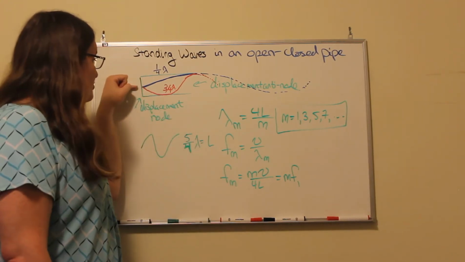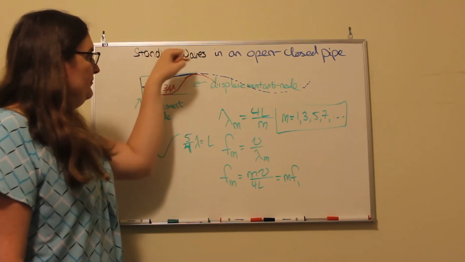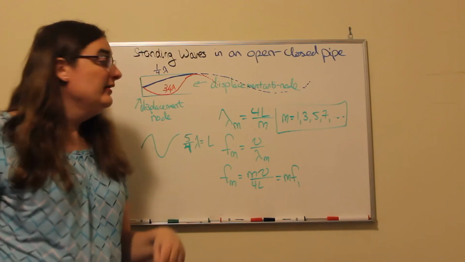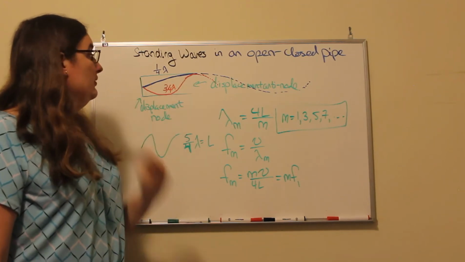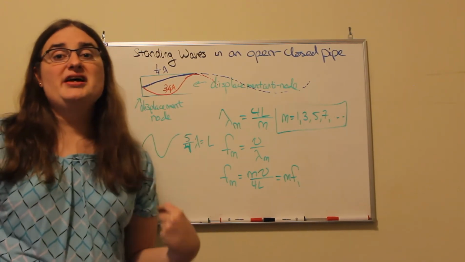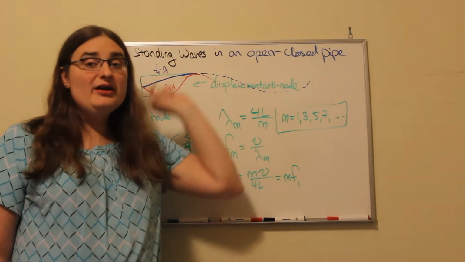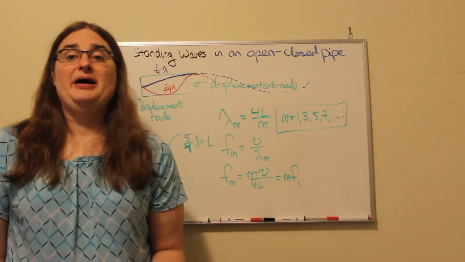So what we could do is start at the node, go up to the first antinode by the time we reach the length of the pipe, and that means that the length of the pipe would represent 1/4 of the wavelength of the sound. And it would be like 3/4 of the wavelength were outside the pipe.